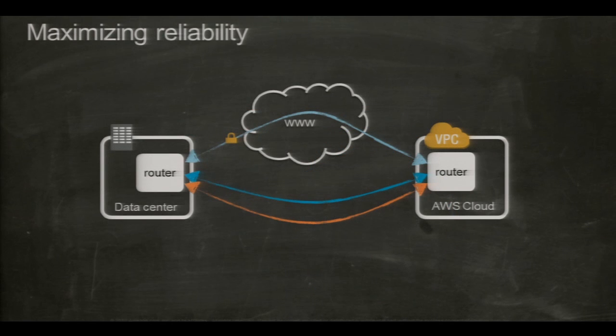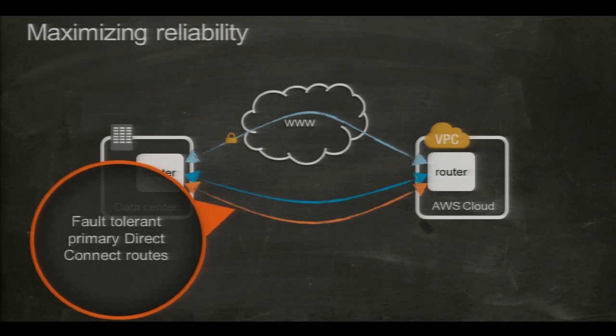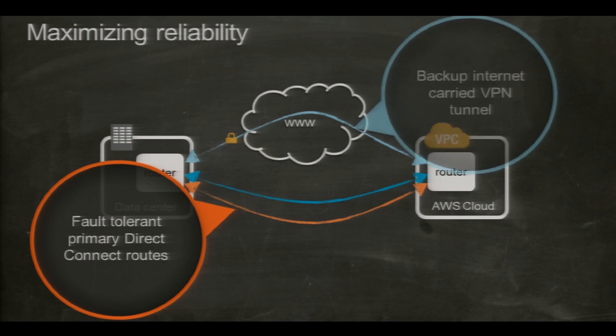But of course, you can put these things together. So you're not just using Direct Connect or public internet. You would typically use these things in tandem. Because what you want is a fault-tolerant primary dedicated link, but if those links go down for whatever reason, you want to be able to flip back to an internet-carried VPN tunnel.